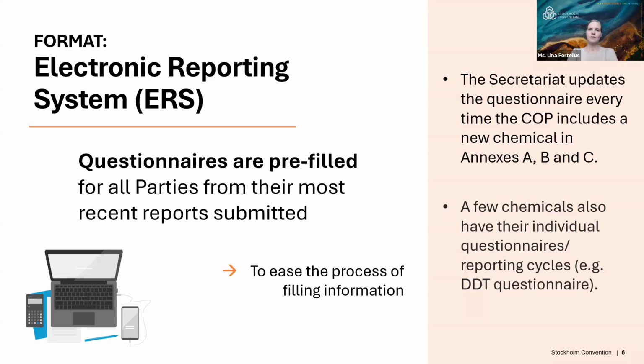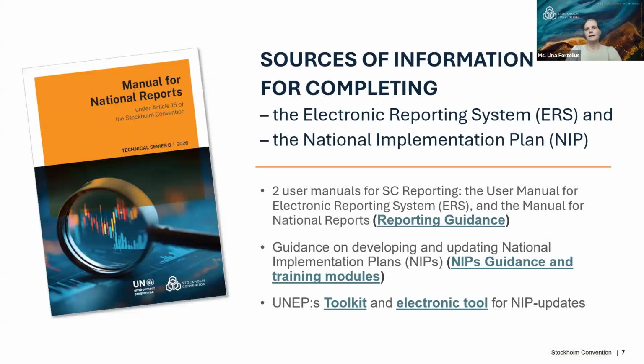The reporting system is constantly maintained and updated to reflect the most recent changes in the convention. So for the sixth report, all the chemicals that were listed in the previous COPs have been added. There are manuals to help you fill in the national report under the Stockholm Convention. For this year, we also updated the manual for national reports on how to fill in the national report online. There is another manual just explaining how the electronic reporting system works, but the manual that was updated is on how to fill in the national report.